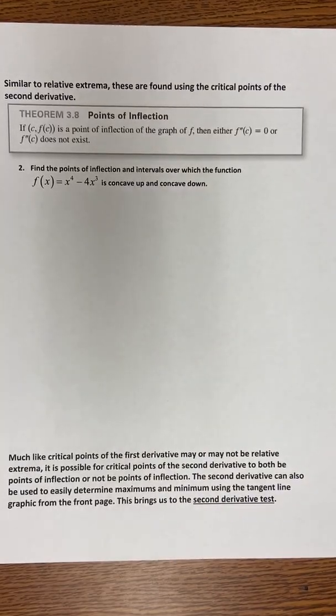Okay, let's pick up where we left off. We were about to start number 2 because we had talked about points of inflection. So let's find the points of inflection and intervals over which the function f of x equals x to the 4th minus 4x cubed is concave up and concave down. This will be a slightly easier function to take the second derivative of because it will just be power rule.